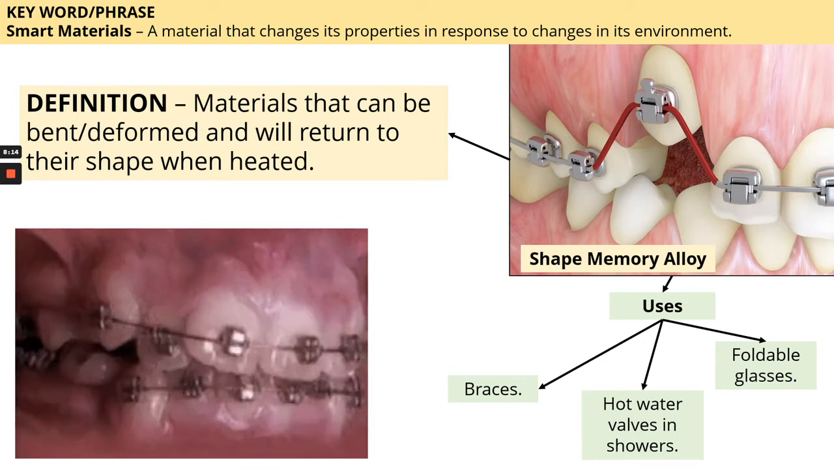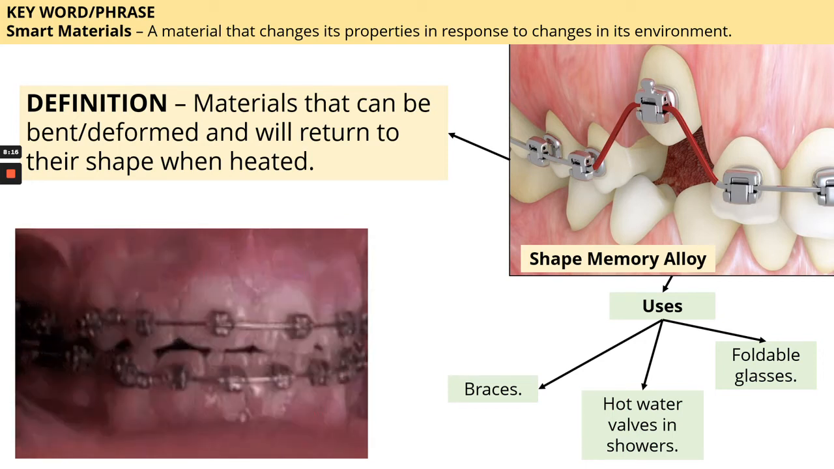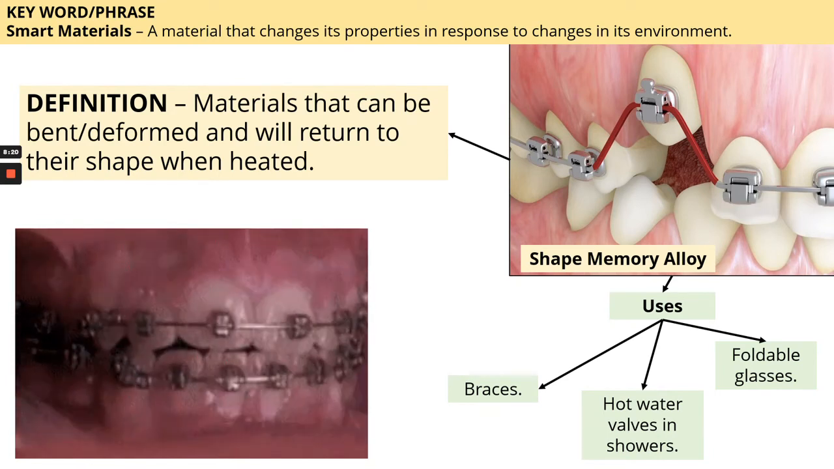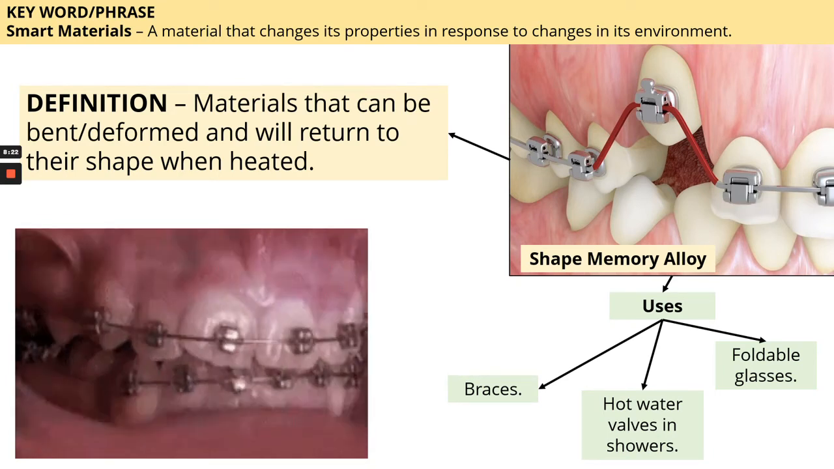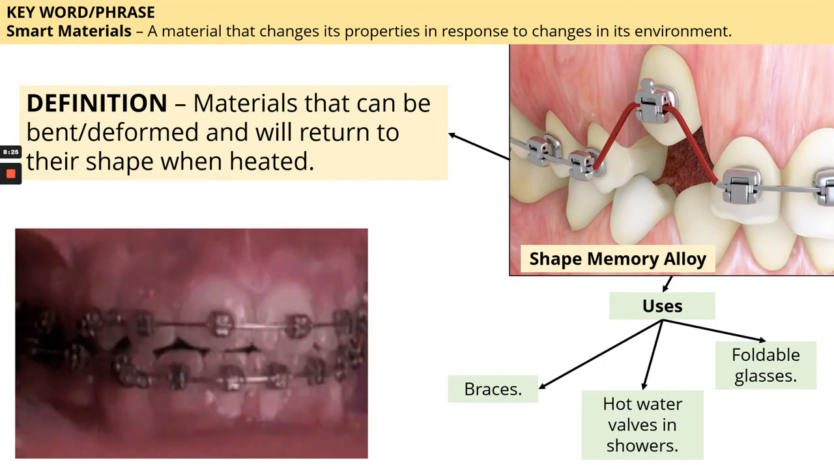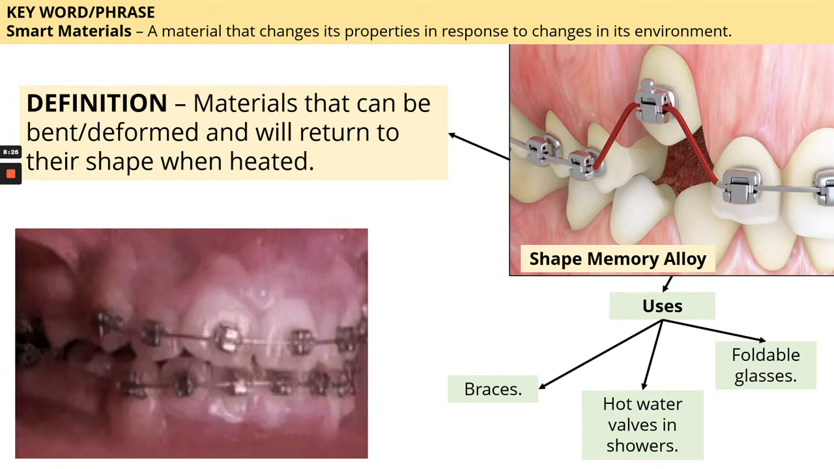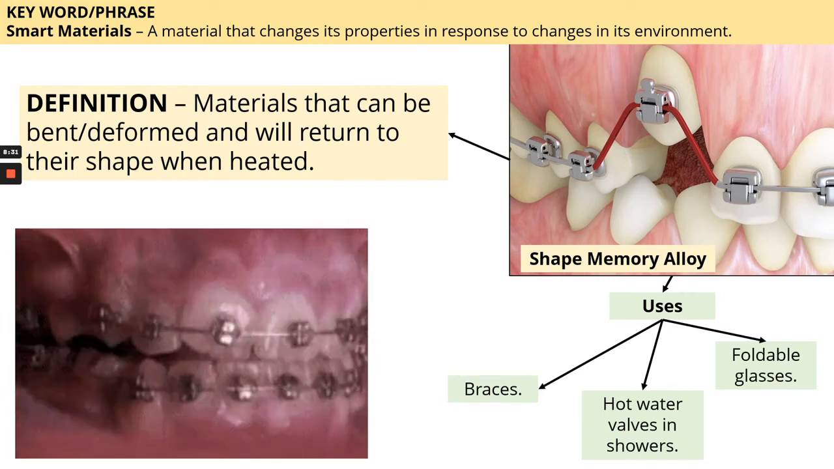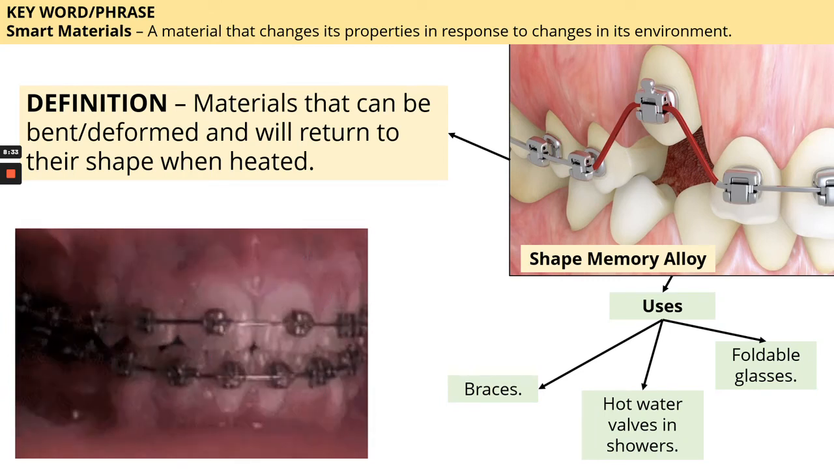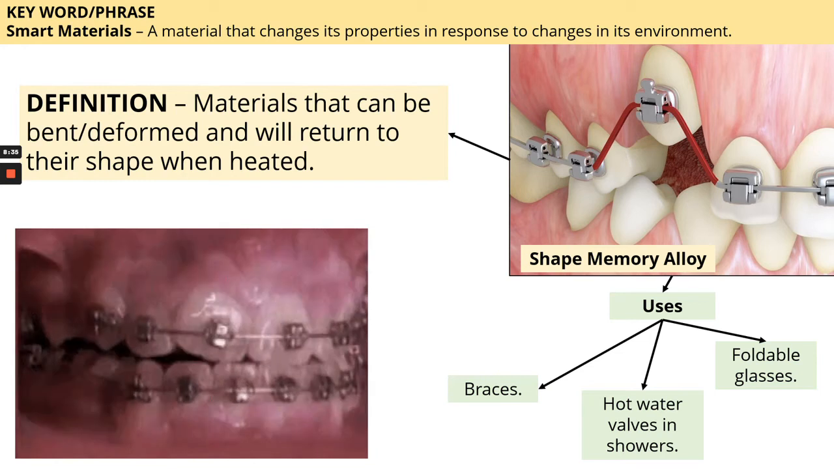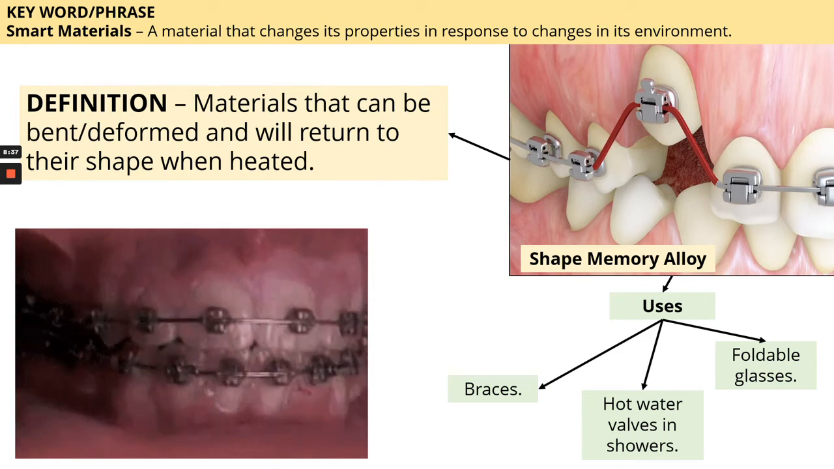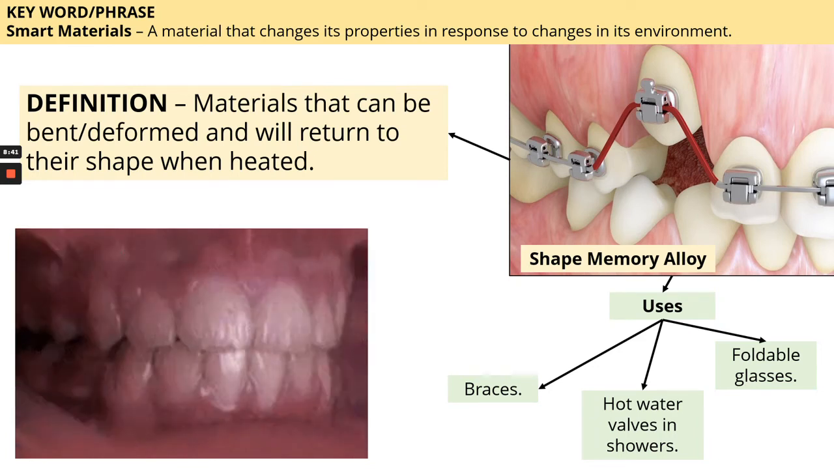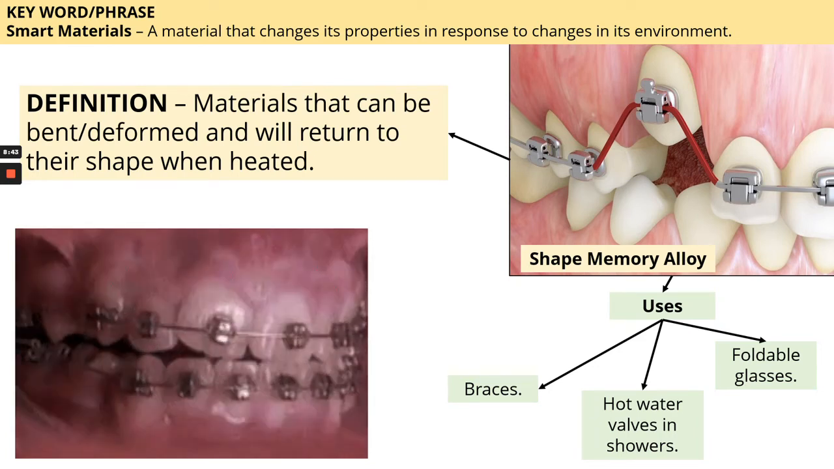But probably the most common use, and the use which you can see in action the easiest, are braces. So braces for our teeth. When braces are implanted, the metal wire is a shape memory alloy. When you've got the little holders on each of your teeth, they're going to be bent. The dentist has to bend the wire to attach onto all of those holders.